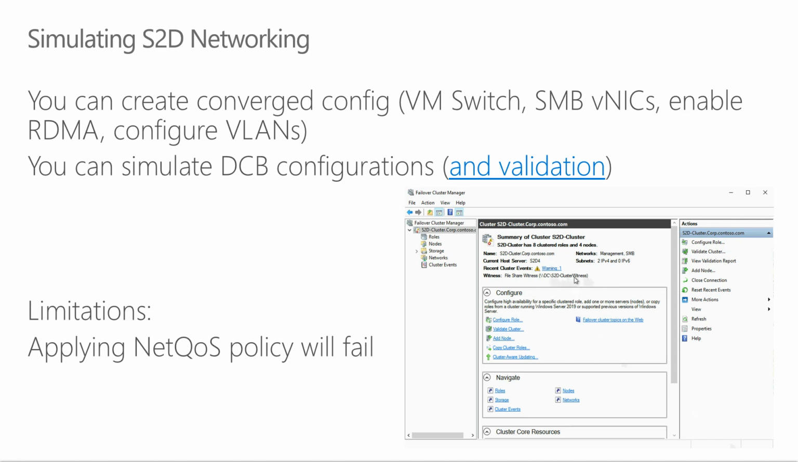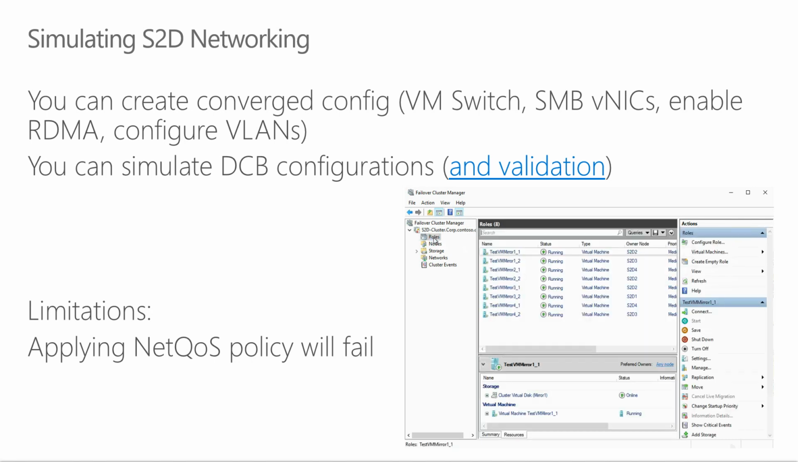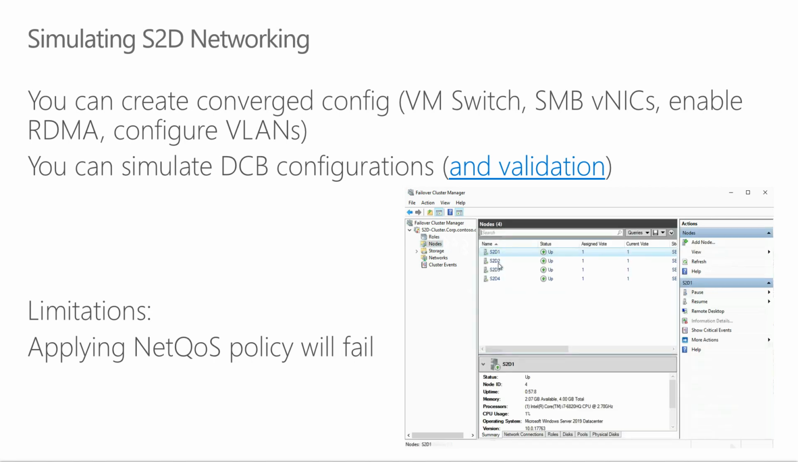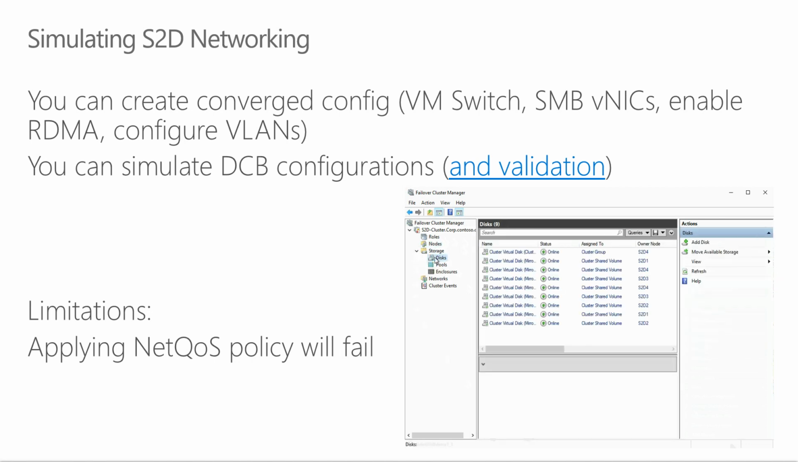Let's talk about simulations of S2D networking. You can do converged configurations. You can even do not converged configurations, but these traditional configurations, or even the old style configurations with traditional teaming for the management NICs. And I also described this in one scenario that is not linked here, but you can find it in the WSLab scenarios.